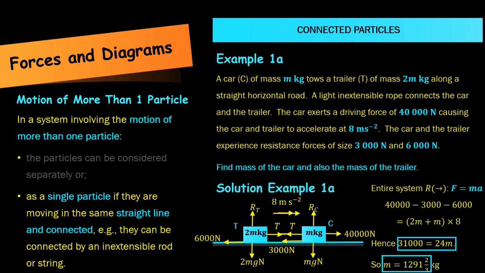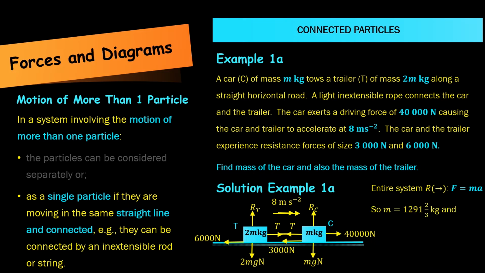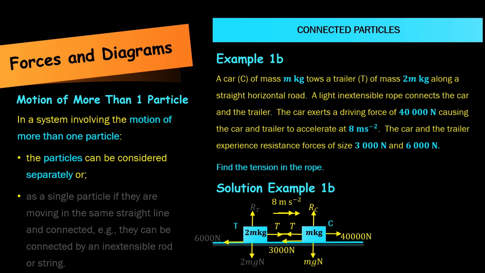And so m equals 1,291 2/3 kilograms. From this we have that 2m equals 2,583 1/3 kilograms. So the mass of the car is 1,291 2/3 kilograms, and the mass of the trailer is 2,583 1/3 kilograms. For part B, we are required to find the tension in the rope.